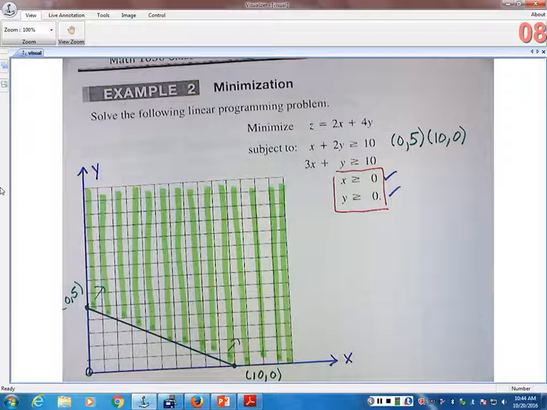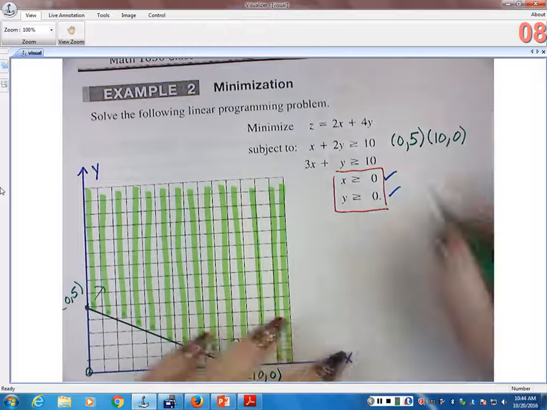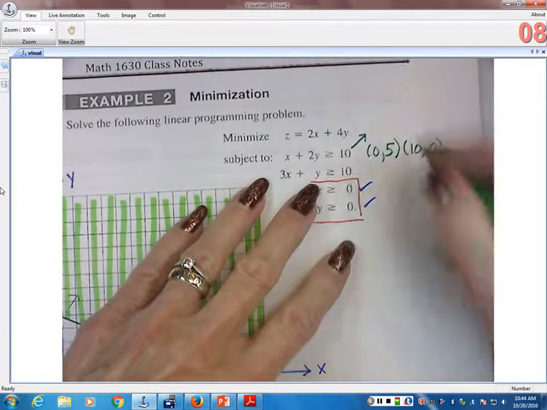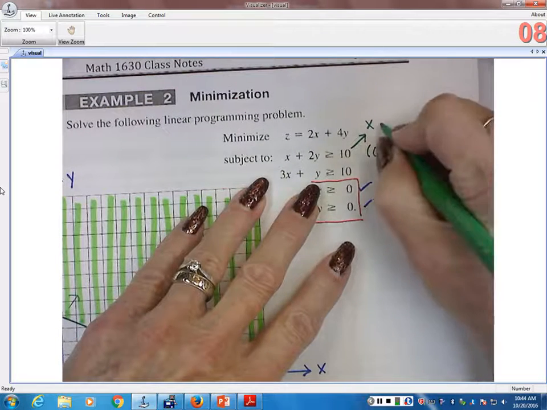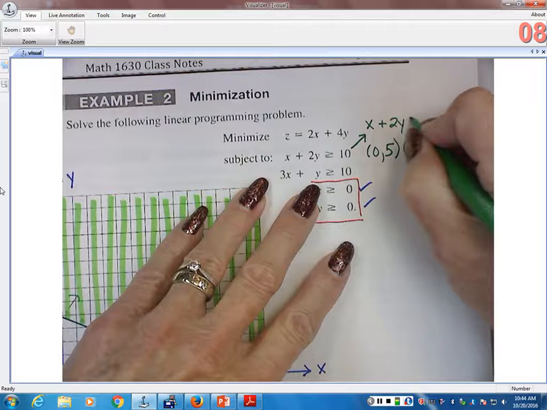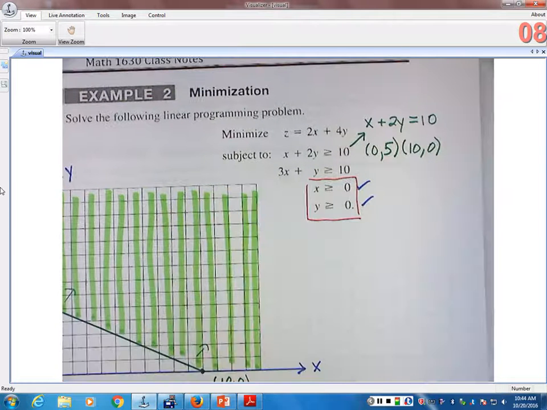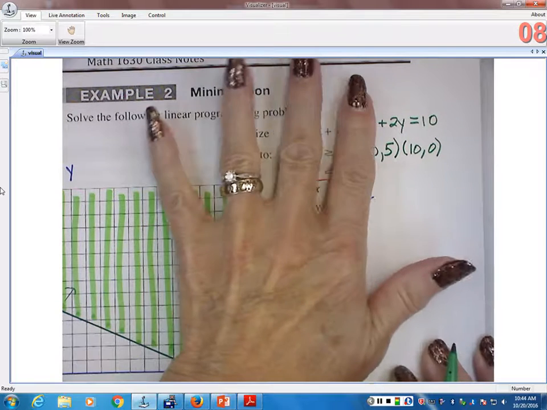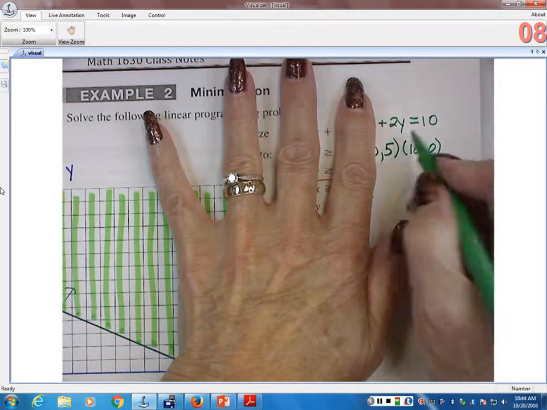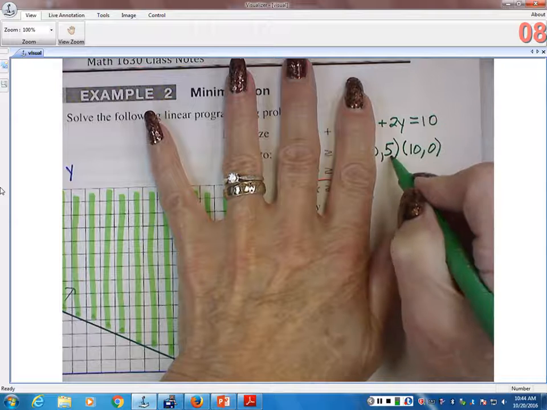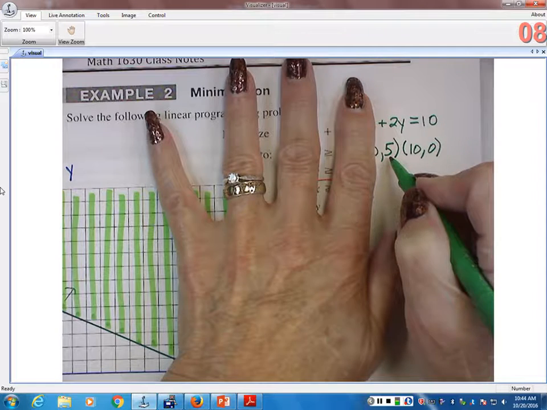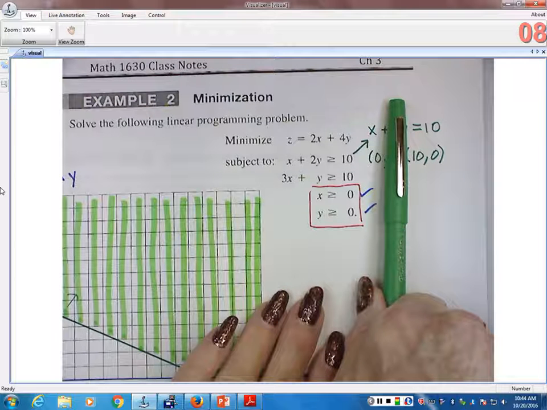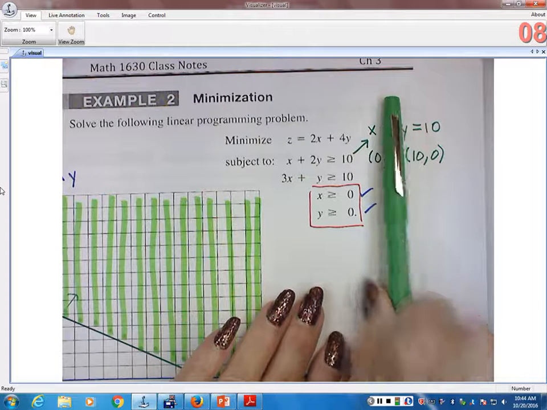Okay. We're going to graph the boundary for that constraint. We're going to graph the equation x plus 2y equals 10. Okay? So if we let x be 0, that basically makes x disappear. And then we have 2y equals 10, which means y is going to be 5. Okay? And then if we let y be 0, what we have left is that x equals 10. So that gives us the point 10, 0.